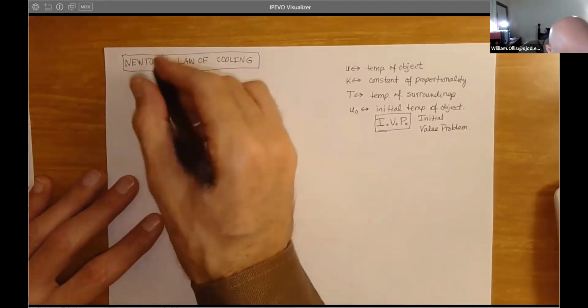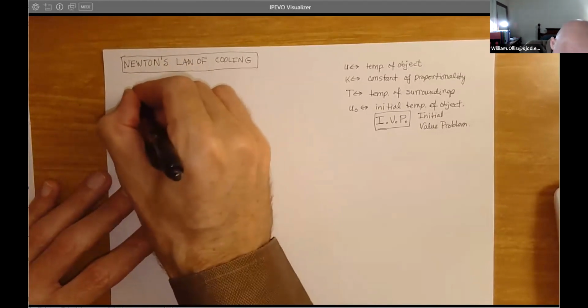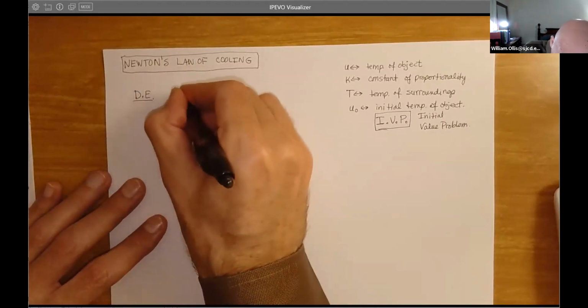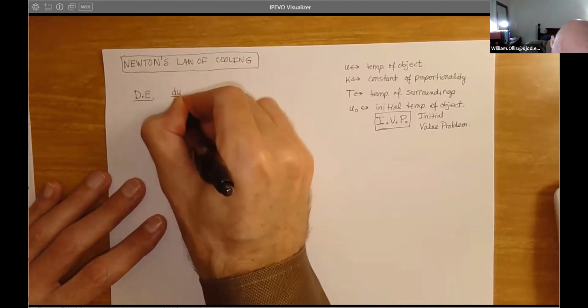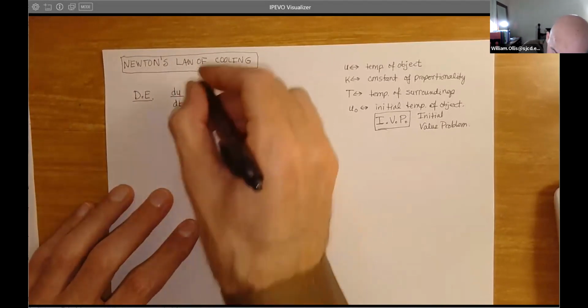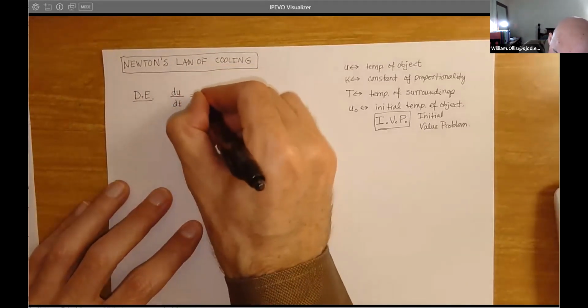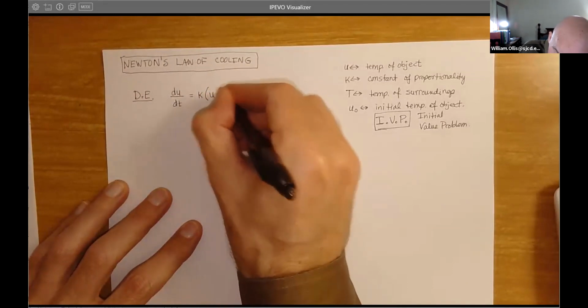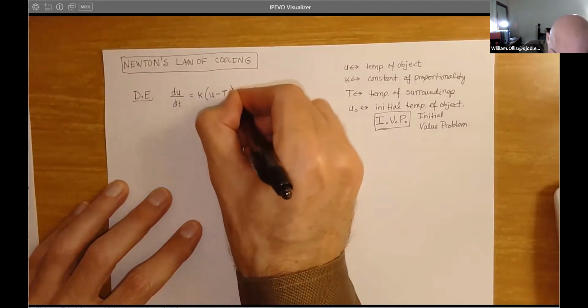And you would think that many equations would be stated that way if the independent variable is indeed time. So for instance, here we have the DE, the differential equation, looks like this. We'll say the instantaneous rate of change of the temperature of the object relative to time looks like this. It's the constant of proportionality times the difference between the object's temperature and that of the surroundings.